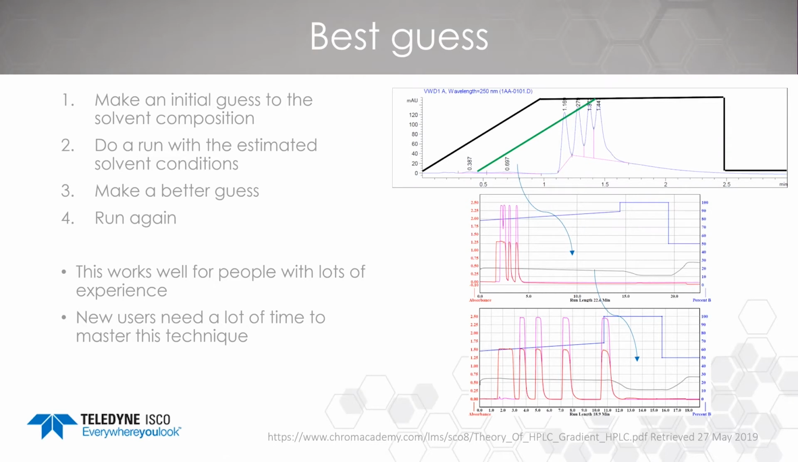People will often just guess as to the best solvent composition to use for a run. They make a guess from the scouting run, do a run, and then improve the guess until they get a chromatogram that is good enough. Someone with a lot of experience can make a good guess, but they usually still need several runs, or they just use a method that is good enough, even if it isn't great. People new to chromatography need a lot of time and many trial runs to get a good result using this method.